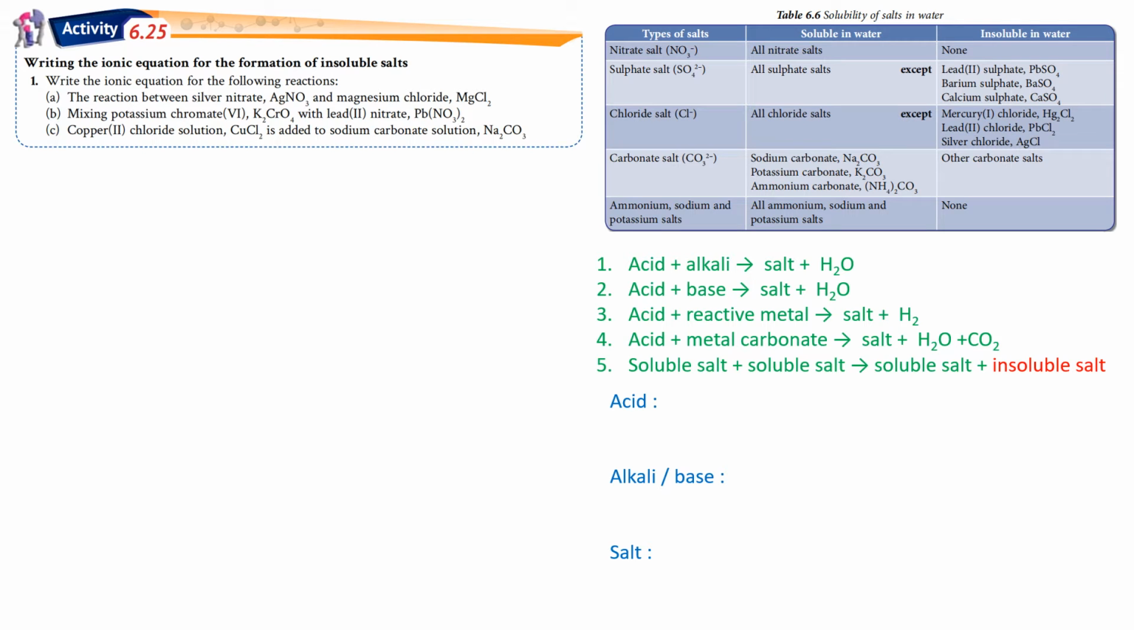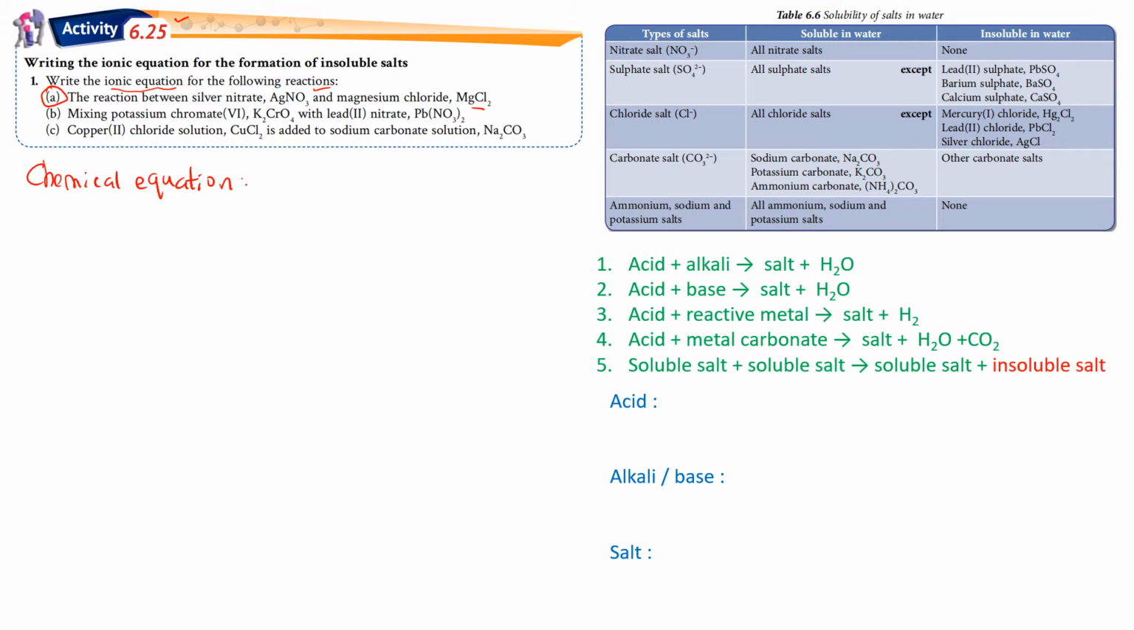Okay, so now we look at the questions. Number 1, write the ionic equations for activity 6.25. Question 1a: write the ionic equations. We see what reactants they use. They use silver nitrate and magnesium chloride. First we'll write the chemical equation before we look for the ionic equation.